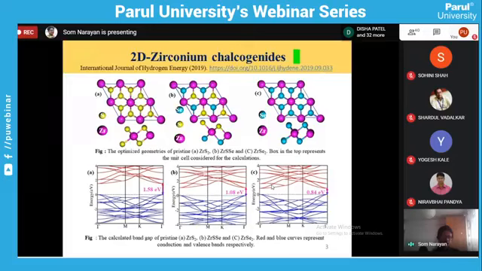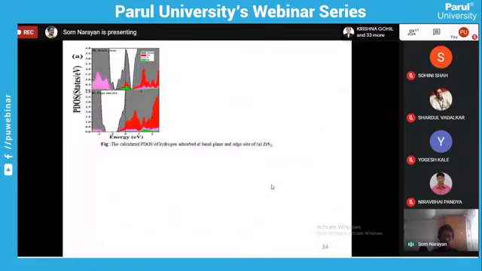You can see over here ZrS2 exhibits a band gap of 1.58 eV, whereas ZrSe2 exhibits 0.84 eV, whereas the Janus ZrSSe has a band gap of 1.08 eV. So both ZrS2 and ZrSe2 can be used as a photocatalyst, and the Janus can also be used as a photocatalyst. So we just go for this.